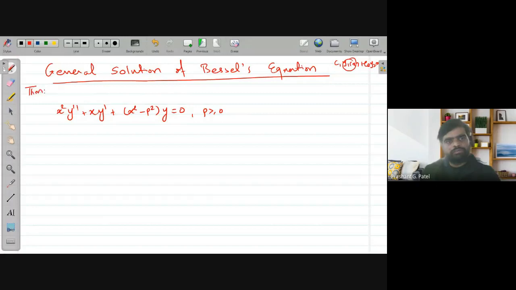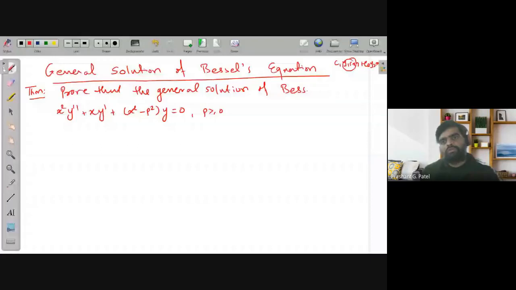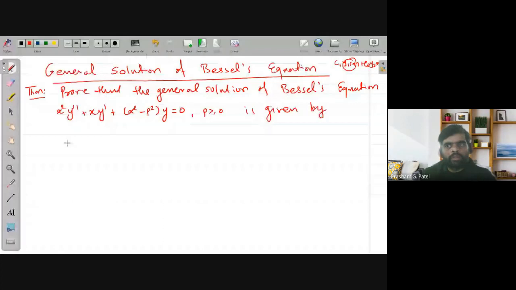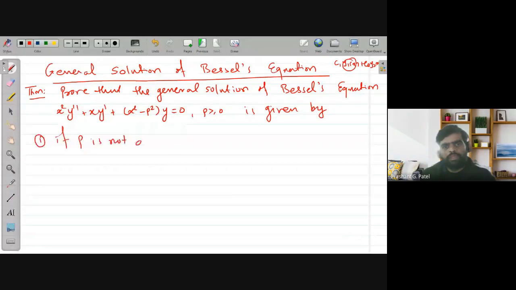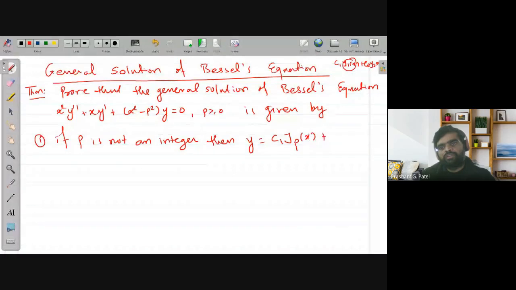Prove that the general solution of Bessel's equation is given by: first, if p is not an integer, then y equal to c1 Jp(x) plus c2 J minus p(x). If it is not an integer, then it is there.